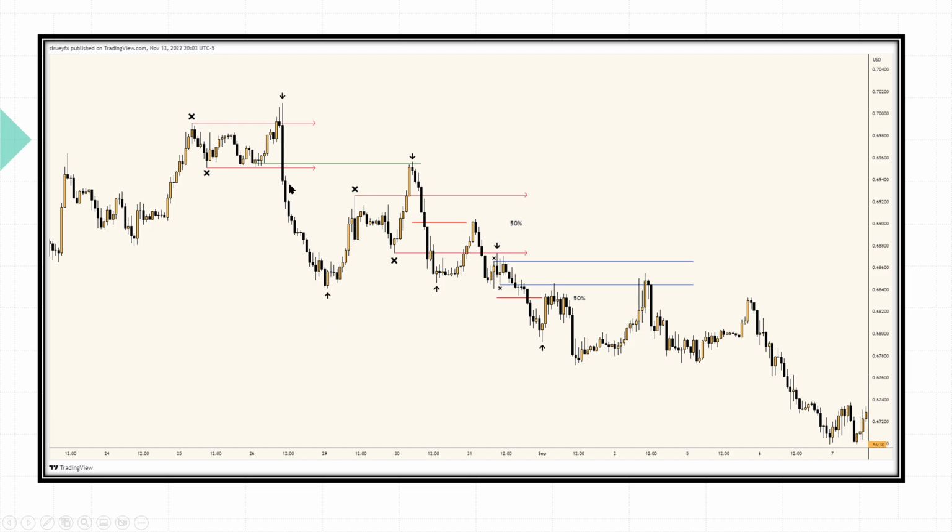High to low, 50%, or premium arrays. Okay, so it happens here again inside of this range. High, low. This takes out both sides. Took out buy side first, then sell side. Buy side first, and then sell side. High, low, 50%. Makes sense.